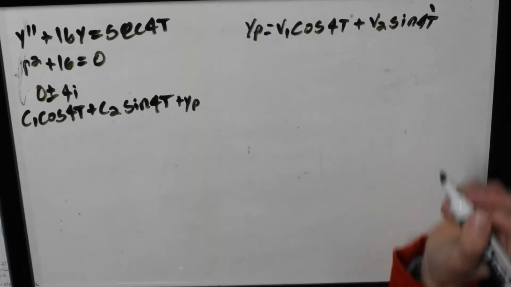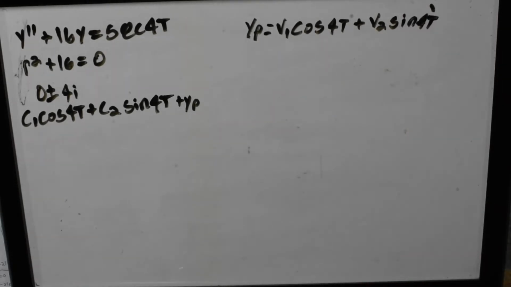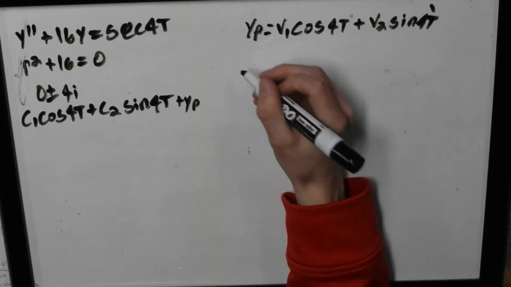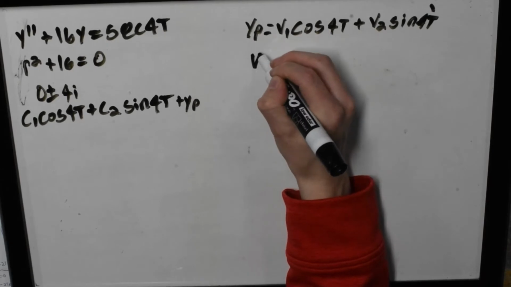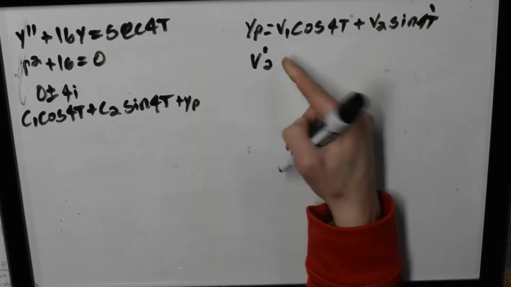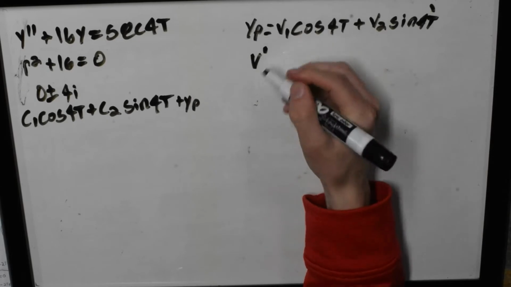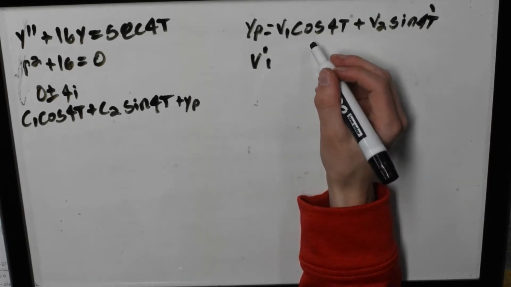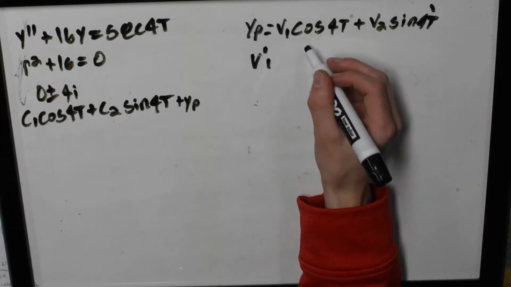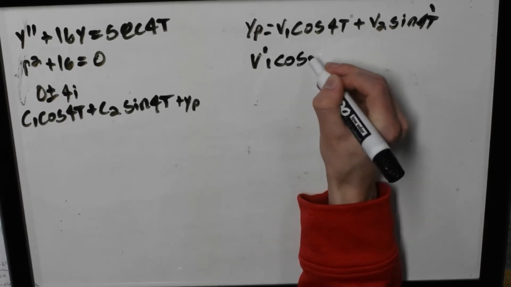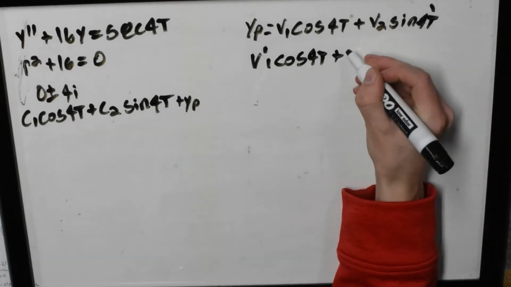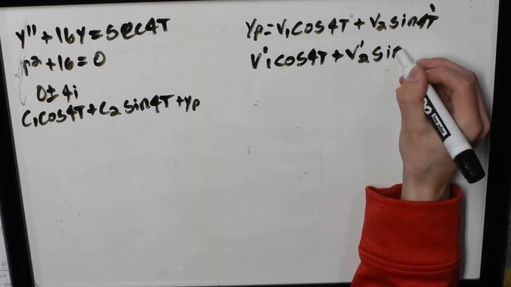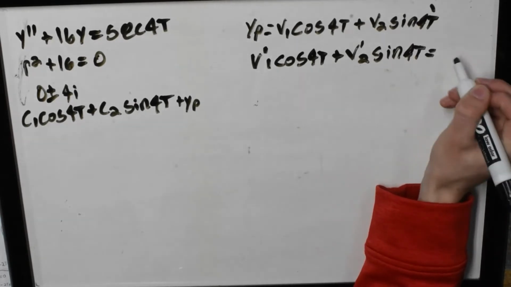Okay, that's great, but how do we solve for v1 and v2? Well, there's another formula. The first formula is v prime. This is just a variable, so you never really take a derivative of it, but you just keep it as v prime 1 times the number in front of v1, which is just cosine 4t, plus v prime 2 times the number in front of v2, which is just sine 4t. And these are always equal to 0.